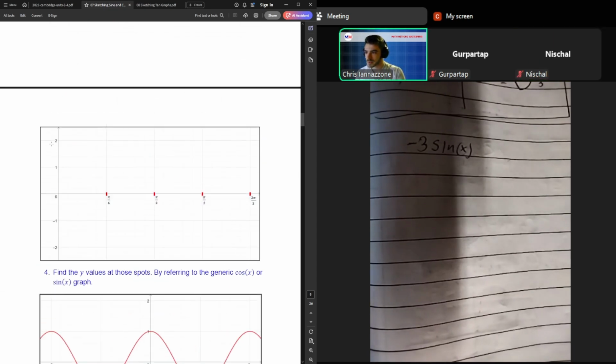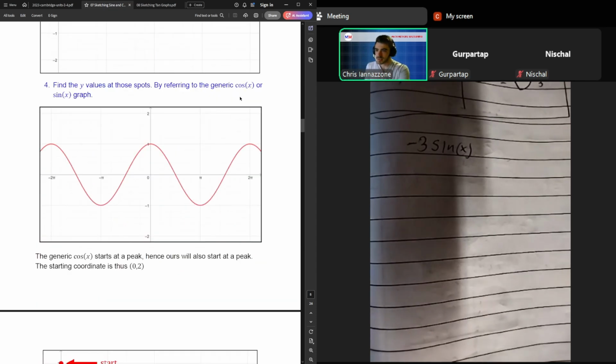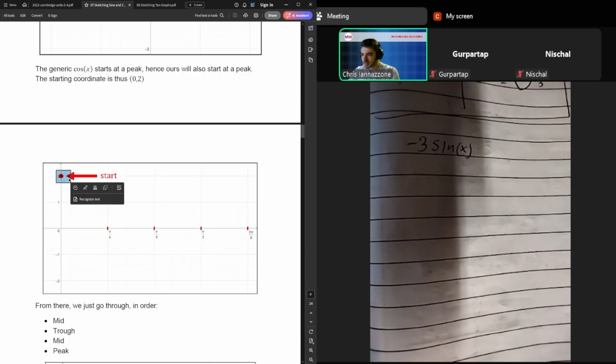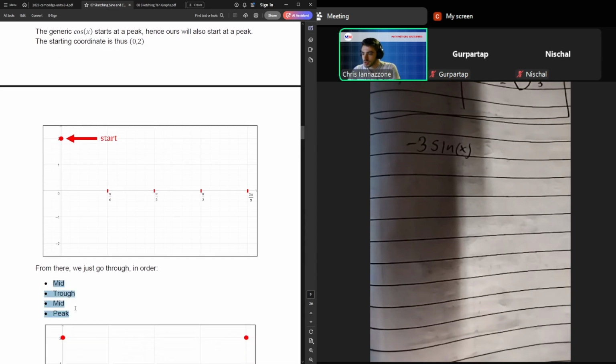We have all our x values and we know the y values. All we're going to do now is look at, do we have cos or do we have sine? In this case, we have cos, and either memorize that cos starts at a peak or just sub in cos of 0 and then figure out that cos is in fact 1 at that spot. So we start at the peak, as we suggested. A peak is 2, which is why we're going to give y equals 2 at that spot of x equals 0. And then we just go in order with the rest of the pattern.